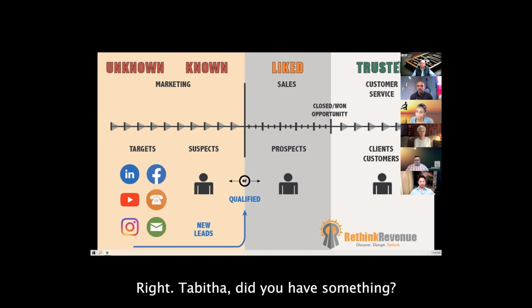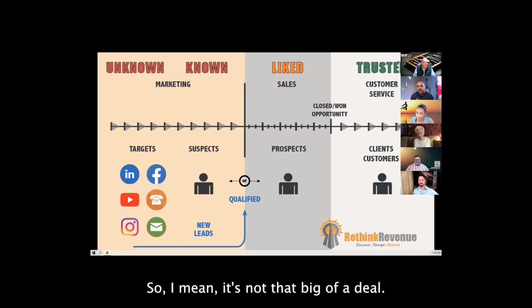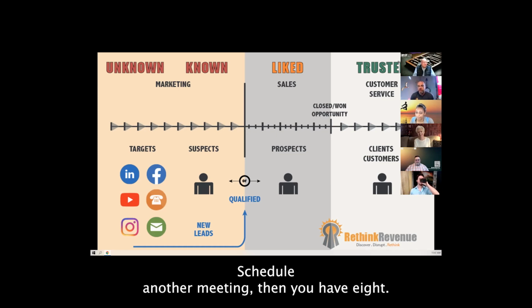Yep. Right. Tabitha, did you have something? I'm just sad about the number 30, but okay. Well, if you think about it, you just got 4. It's not that big of a deal. Schedule another meeting, then you have 8.